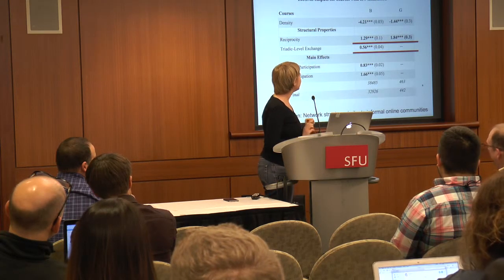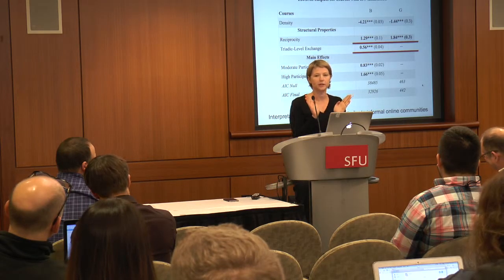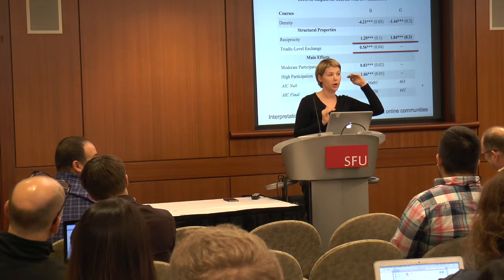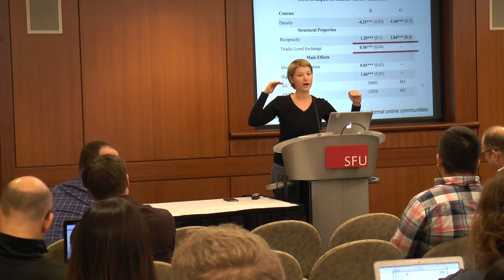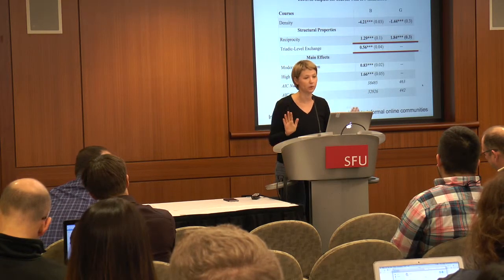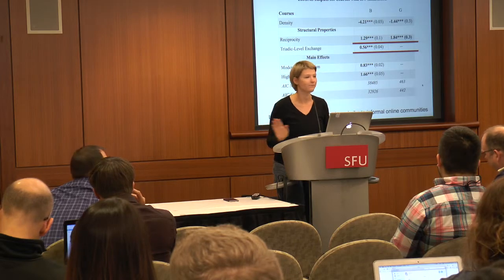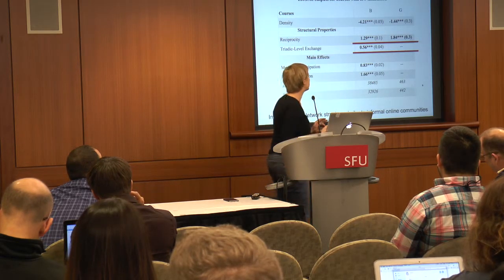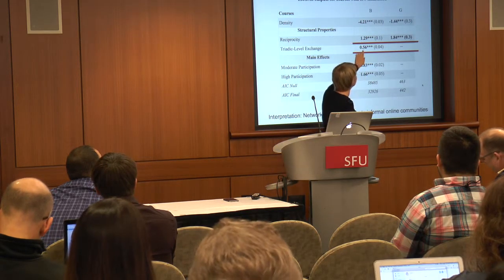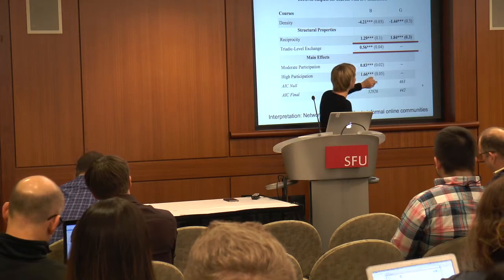Okay. So the results. I'm going to only present the results for the networks that were unmoderated and the ones that were highly moderated. You can read the rest in the paper. The most important thing: unmoderated networks show exactly the same pattern as we see in the Internet online communities. We see high reciprocity and low triadic exchange.